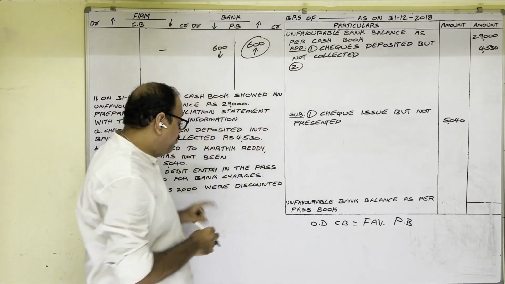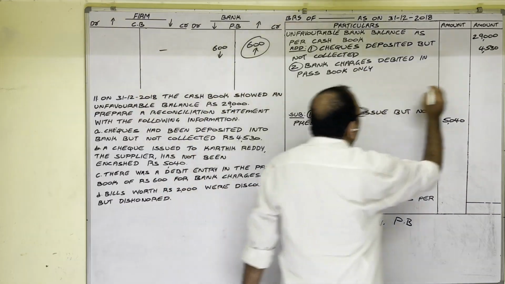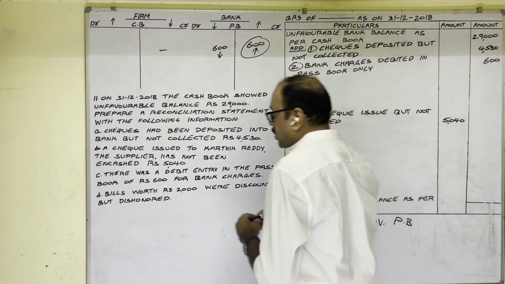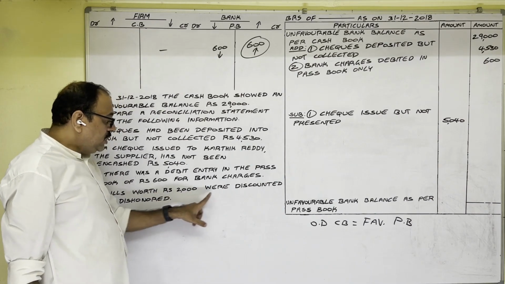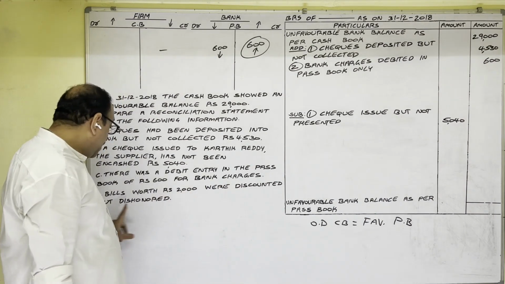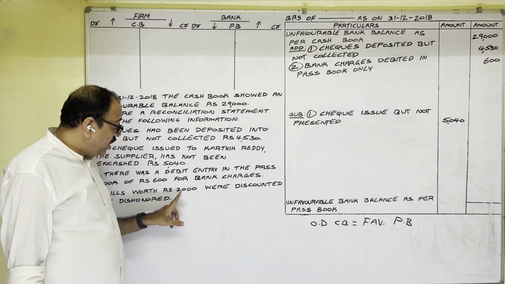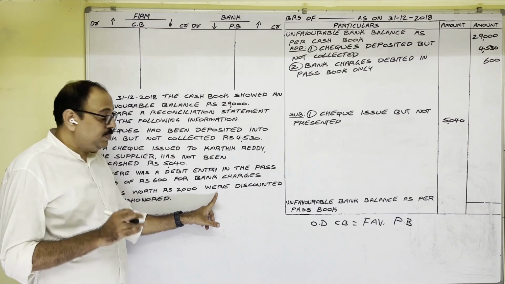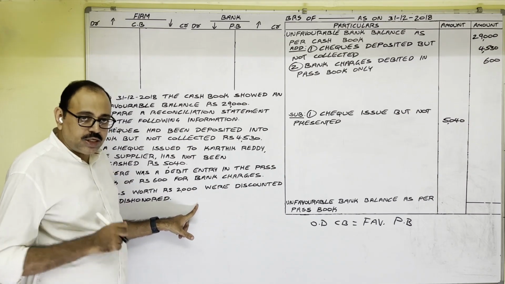Sentence: bank charges debited in passbook only. Amount in the outer column, 600 rupees. Last point: bills worth 2000 rupees were discounted but dishonored. This is the 11th problem now. In the 10th problem he also gave the same point, and in the 10th problem I clearly explained this. So I am leaving that video link in the description box.